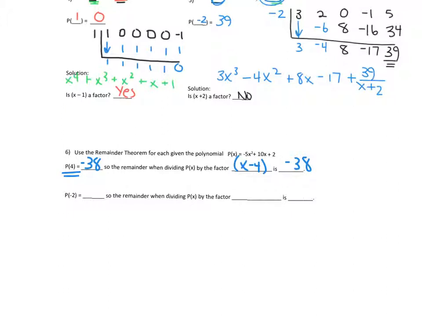Now I'm going to plug in p of negative 2. So it's negative 5 times negative 2 squared. Make sure you plug your negatives in parentheses. So when I plug in negative 2, I also get negative 38. So the remainder when dividing p of x by the factor x plus 2 is negative 38. So neither one of those are factors.